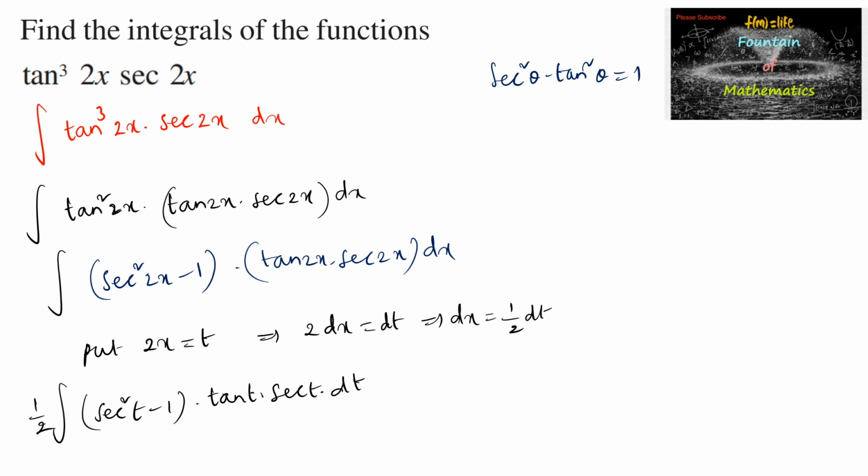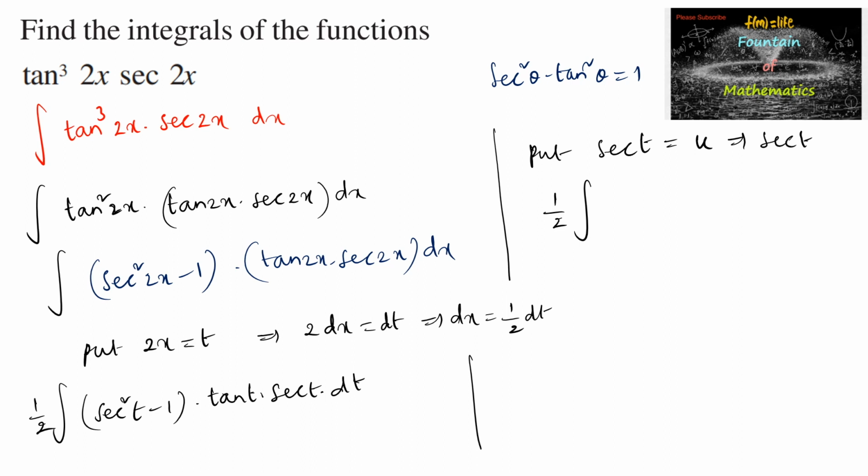Now let us substitute again, put secant t is equal to u. So differentiation of secant t is secant t into tan t dt is equal to du. So we can write u square minus 1 into secant t tan t dt is equal to du, which is equal to 1 by 2.